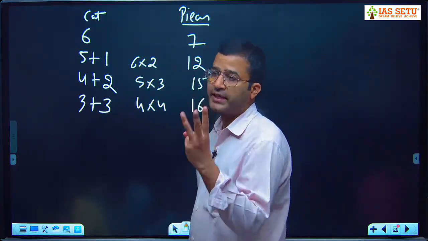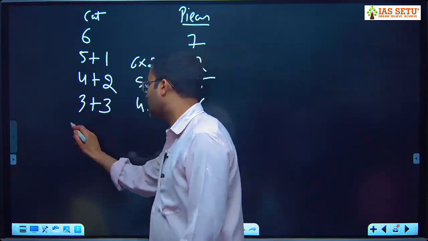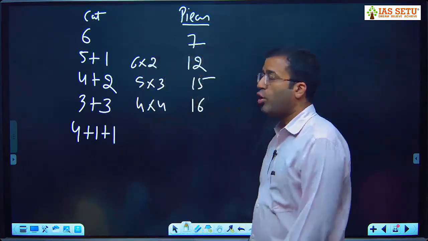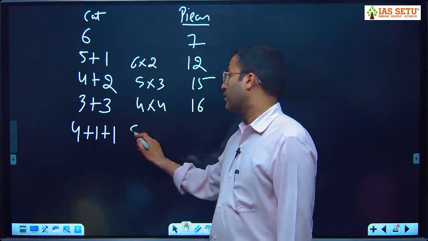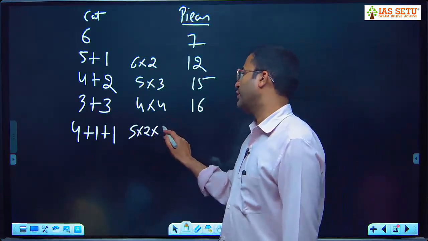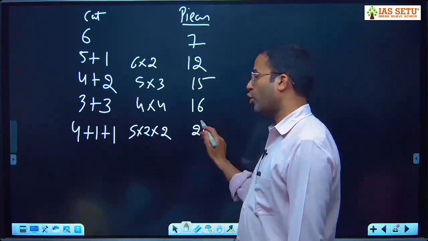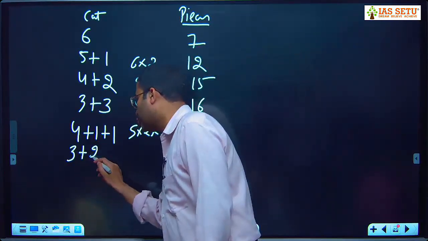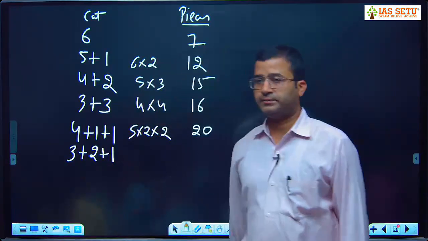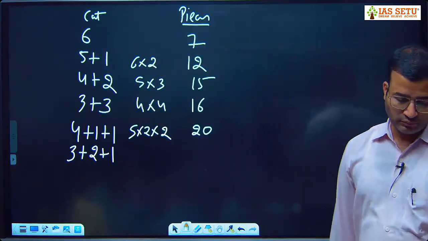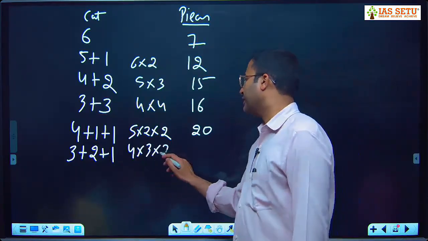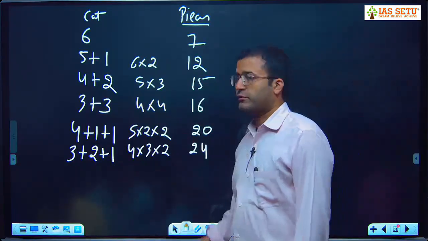Then come to 3 axes. I use all 3 axes. 4 cuts on X, 1 cut on Y, 1 cut on Z. Tell me how many pieces will be there? 5 into 2 into 2, 20. All of you? I make 3 cuts on X, 2 cuts on Y, 1 cut on Z. 4 into 3 into 2, 24.